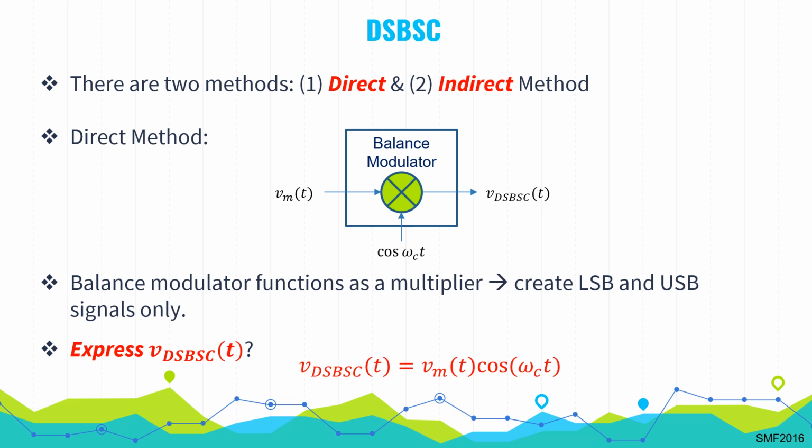Now let's discuss the generation of DSBSC, double sideband suppressed carrier, signals. Similar to DSBFC, there are two methods for generating DSBSC signals: one, the direct method, and two, the indirect method. In the direct method, a balanced modulator is used. The balanced modulator acts as a multiplier, combining the modulating signal V_m(t) and the carrier signal cos(ω_c t) to produce the DSBSC signal. The output of the balanced modulator, V_DSBSC(t), can be expressed as V_DSBSC(t) = V_m(t) cos(ω_c t). This equation shows that the DSBSC signal contains only the sidebands with the carrier suppressed.